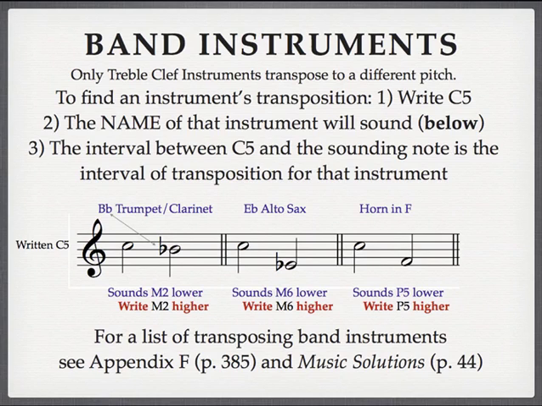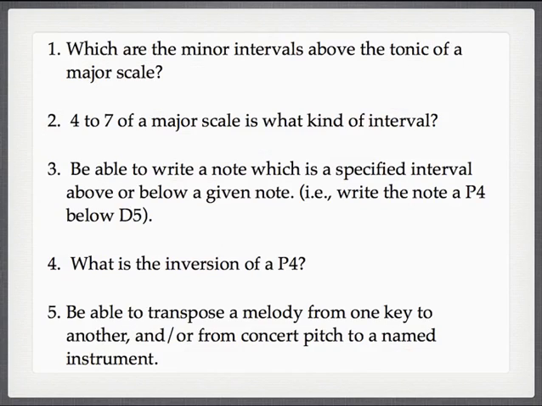They sound down. And if you want to actually hear a third space C for a trumpet, you have to write it a major second higher, so you'd have to write a D in order to hear a C because it sounds down a major second. There's a page that lists all the transposing instruments both in the Music Solutions book and in your textbook.